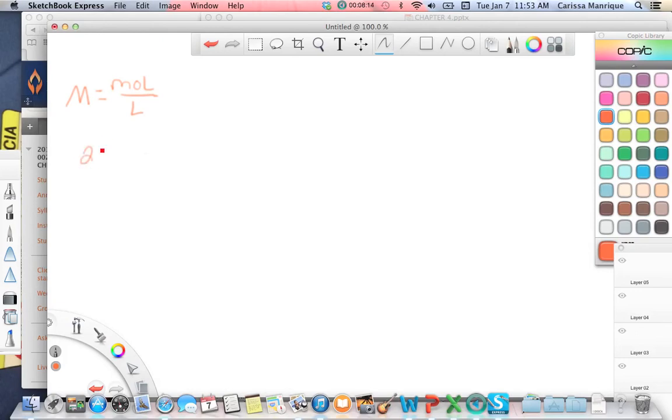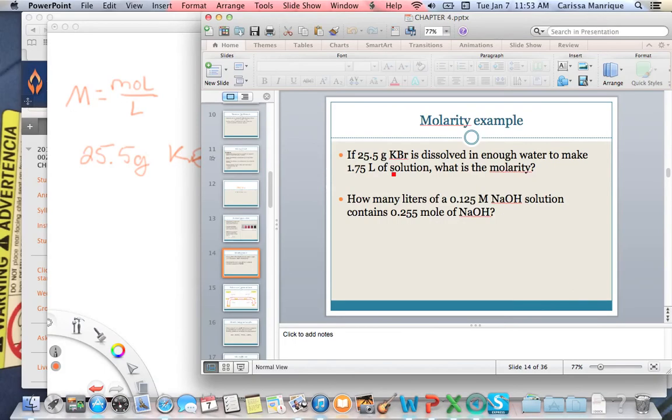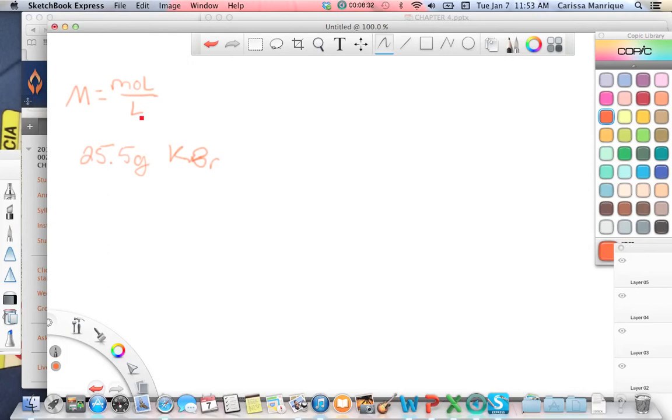Okay, so we had 25.5 grams of KBr, and 1.75 liters of solution. Let's check our units first before we do anything. Liters and liters, correct. Grams and moles, that's not correct, so I need to convert grams to moles.